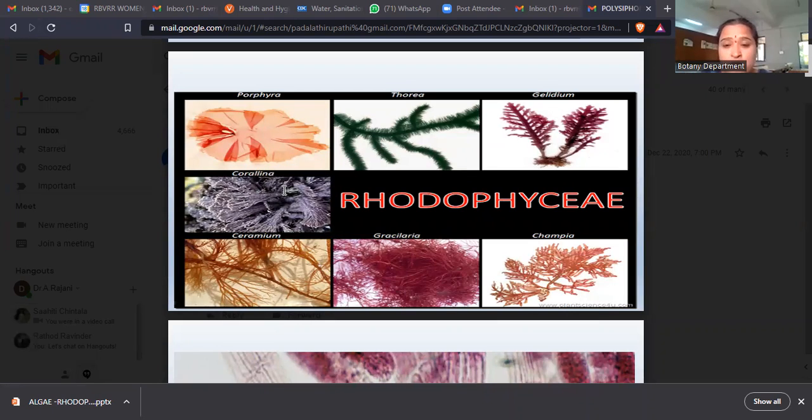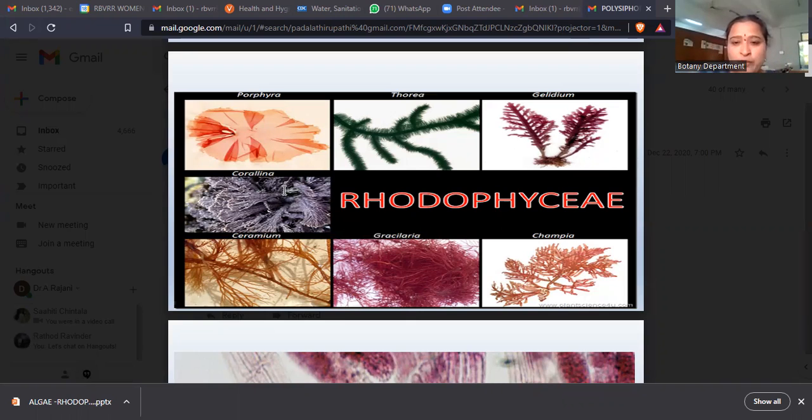Another very important point: in the total pigment system of the plant body, 5 types of chlorophyll pigments are there: chlorophyll a, b, c, d and e, plus microbial pigments such as bacterial chlorophyll. After that, carotenoids are there, comprising xanthophylls and carotene. But the third group of pigments is the phycobilins.